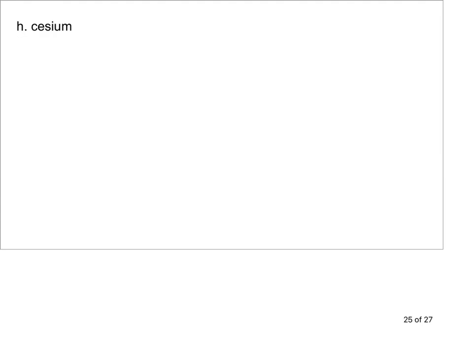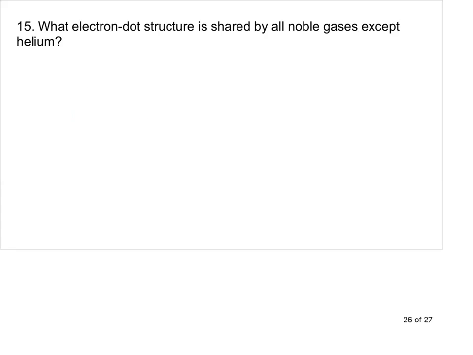Cesium, Cs, is in group number 1, or 1A. It's 1 valence electron, so only get 1 dot. And what electron dot structure is shared by all noble gases except helium, and it is 8 dots.